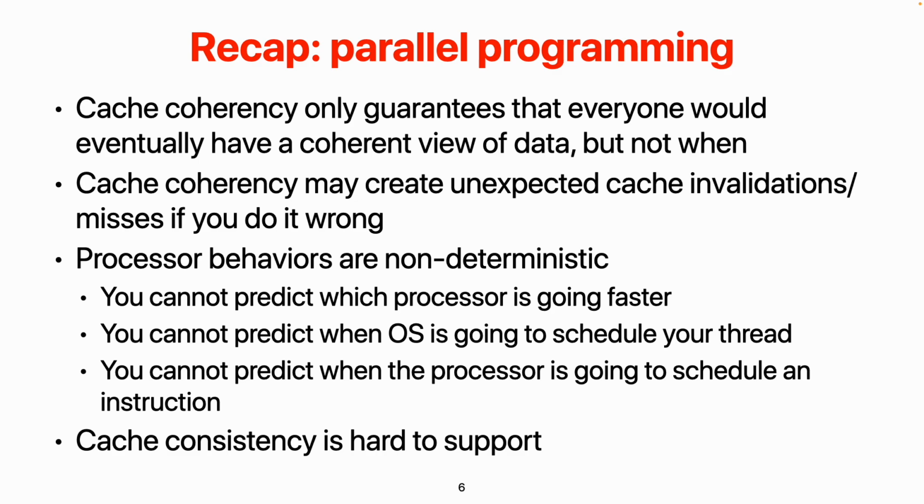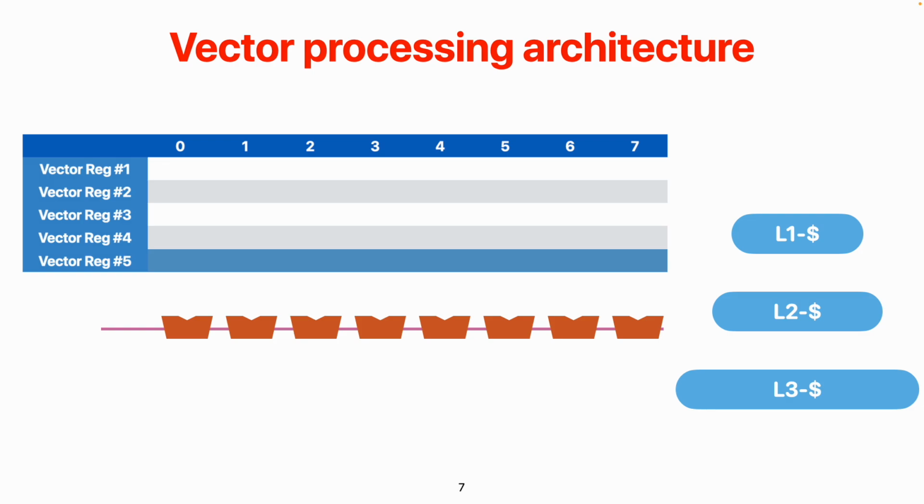In fact, parallel programming is very hard, because you have to be aware of the cache coherence issue and cache consistency issue, and also the processor behavior is not deterministic, in a way that you cannot predict which processor is making faster progress. You cannot predict when the operating system is going to schedule your thread. You cannot predict when the processor is going to schedule an instruction. All of this is just telling us parallel programming is hard.